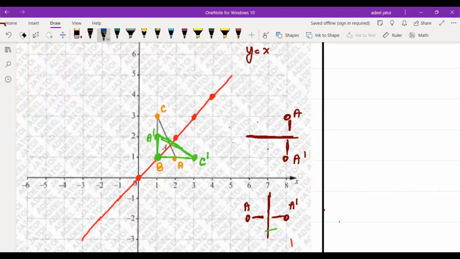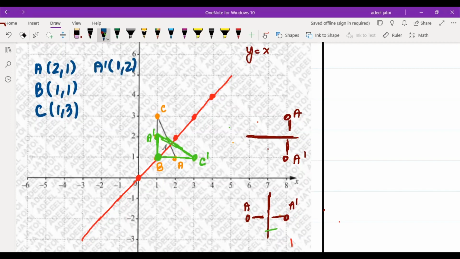We took A as 2 and 1 in this, not 1 and 1. We took B as 1 and 1, and we took C as 1 and 3. So now your A dash, from 2 and 1, became 1 and 2. The coordinates got interchanged.